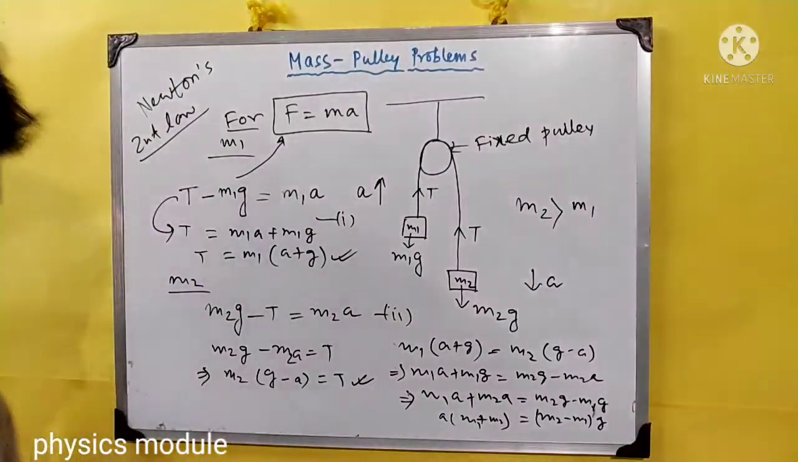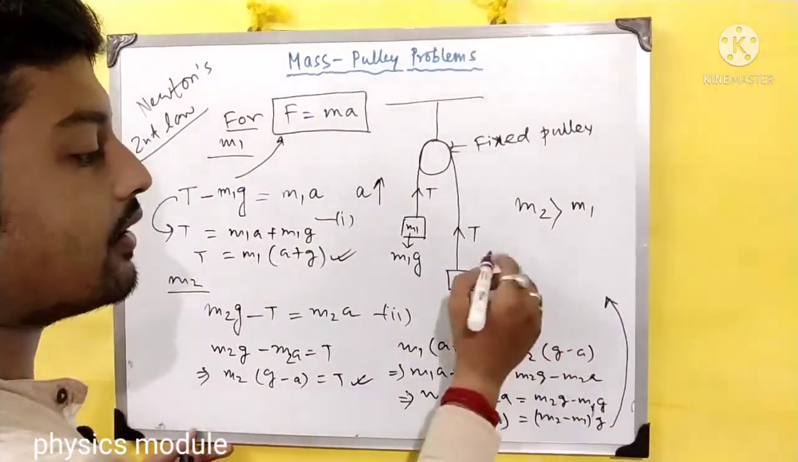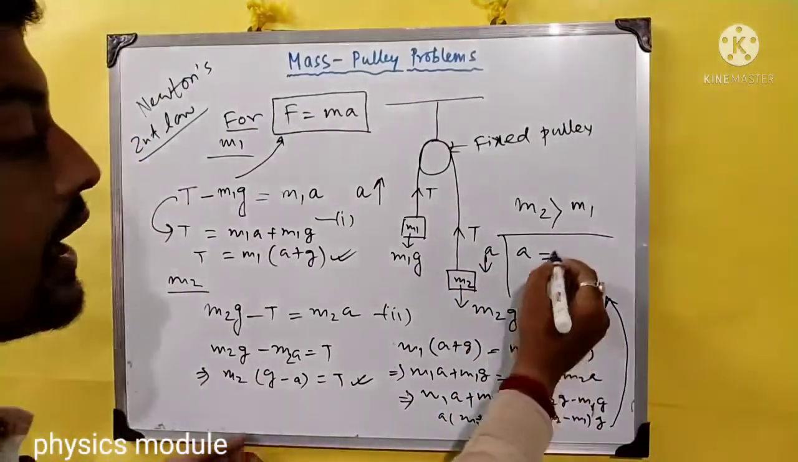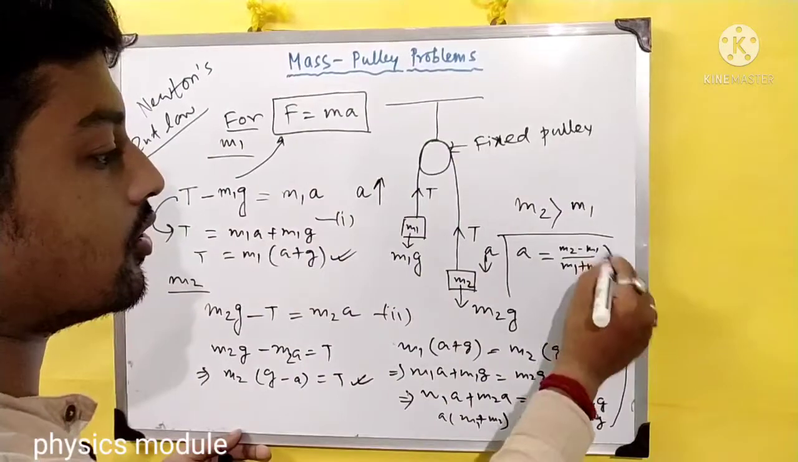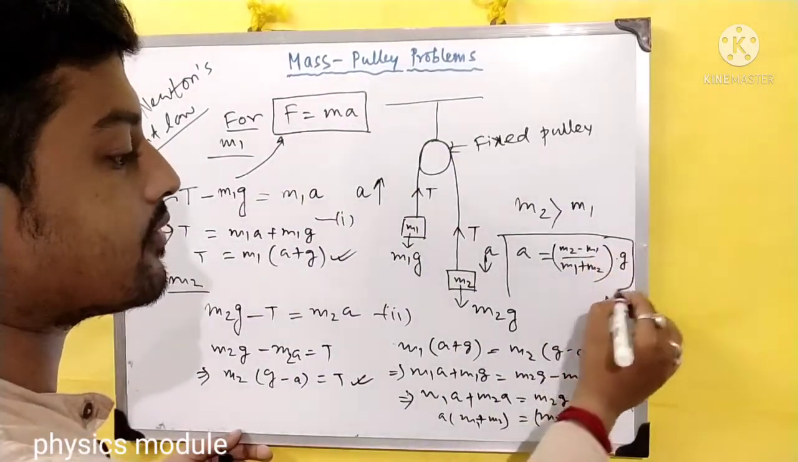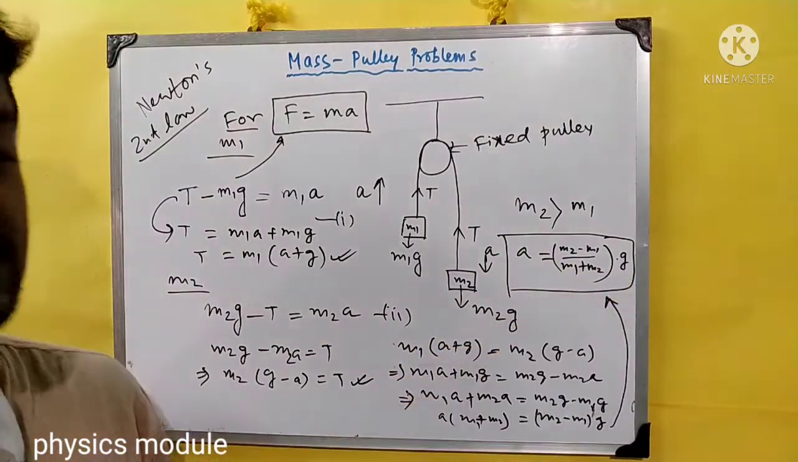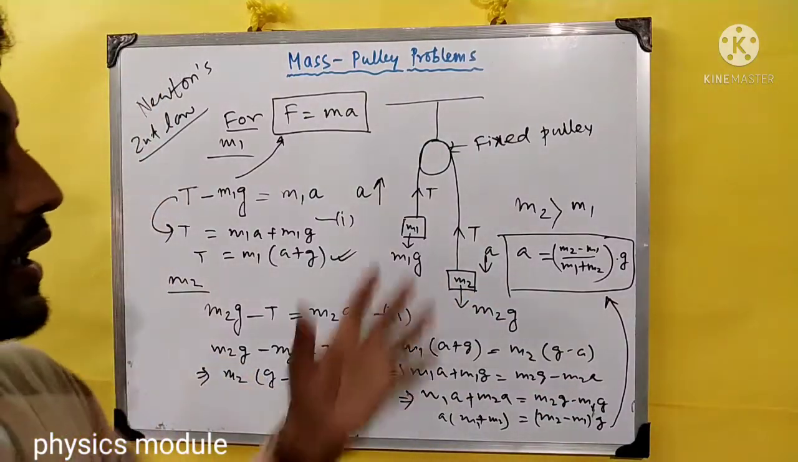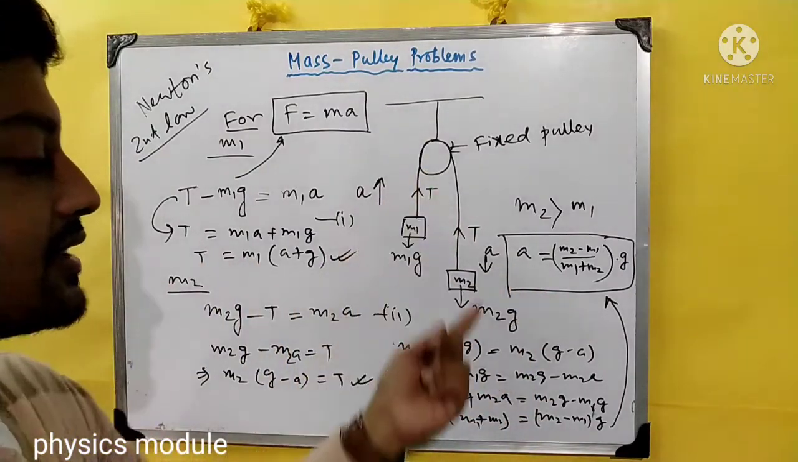So from here, what will be the expression of acceleration? I am writing it over here. Acceleration will be (m2 minus m1) by (m1 plus m2), whole into g. You will have the values of m1 and m2, and you will have the value of g. From here you can calculate the amount of acceleration with which the system is going downwards.